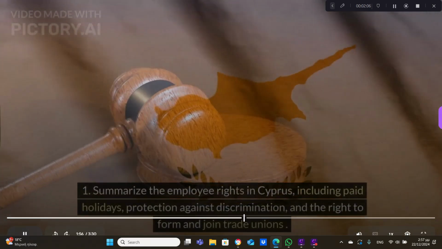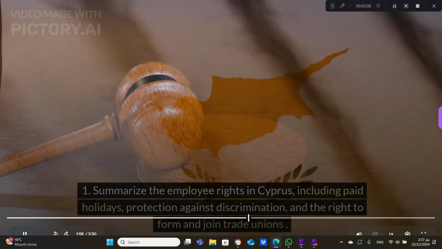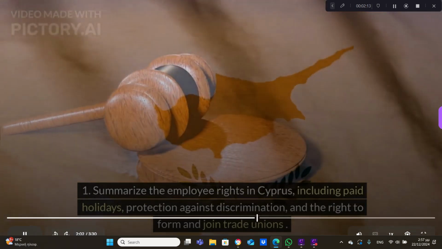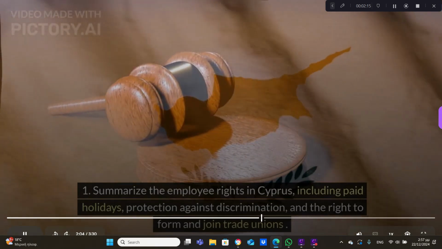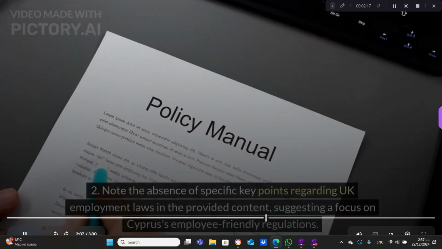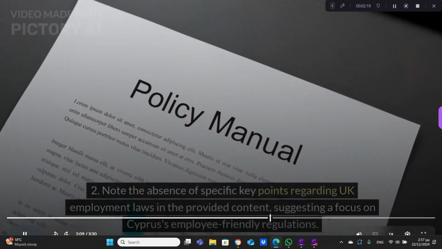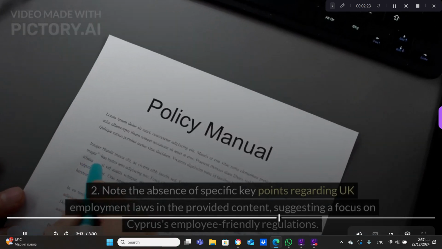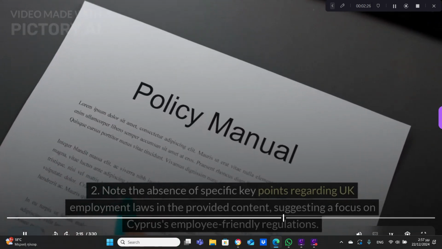Employment and labour laws. 1. Summarize the employee rights in Cyprus, including paid holidays, protection against discrimination, and the right to form and join trade unions. 2. Note the absence of specific key points regarding UK employment laws in the provided content, suggesting a focus on Cyprus's employee-friendly regulations.